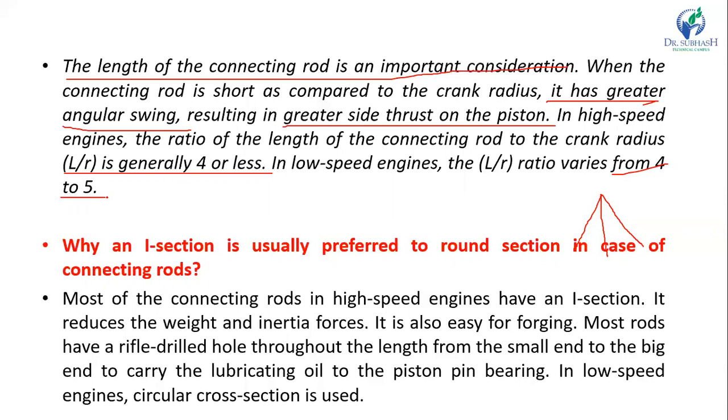So it is also easy for forging, and most rods have a rifle drill hole throughout the length from the small end to the big end to carry the lubricating oil to the piston pin bearing. Okay, so in low speed engine the circular cross section is used, but in the high speed engine generally the I section is used due to the reduced weight and inertia forces.